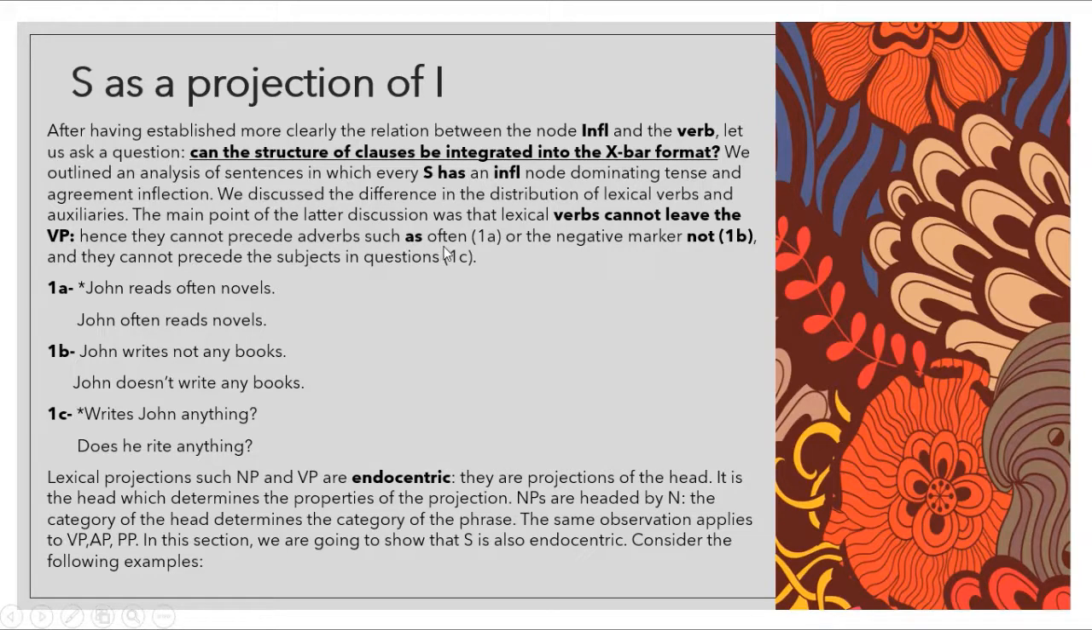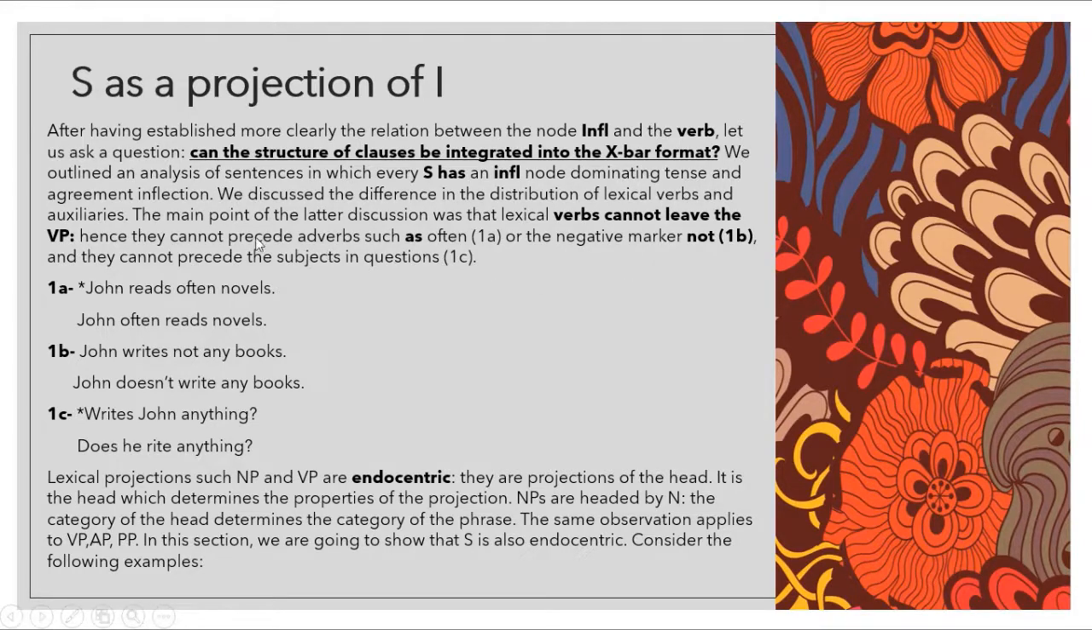What else? The negative marker, not, like in 1B. "John writes not any books" is ungrammatical. We should say "John does not write any books". This one is ungrammatical, so it gets a star. Why? Because we said that not always comes before the verb, not after it, just like the adverb. The adverb and the negative marker always come before the verb, not after it.